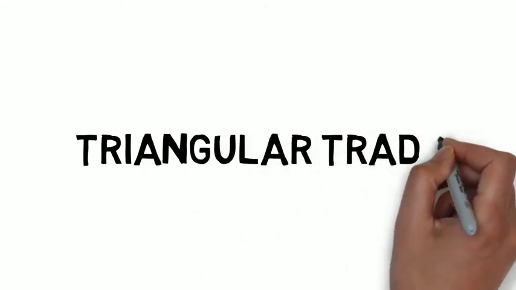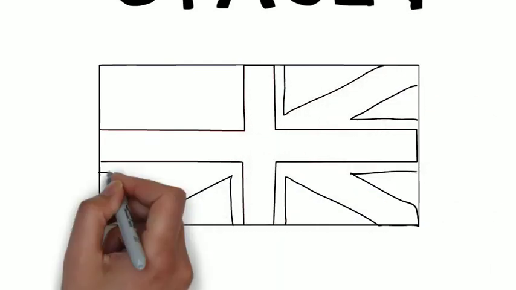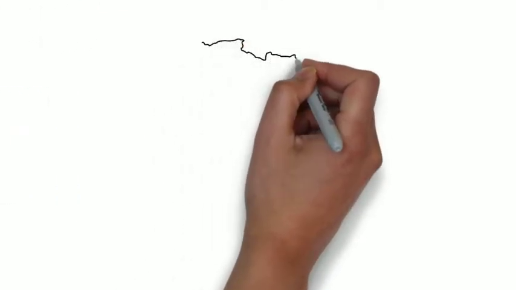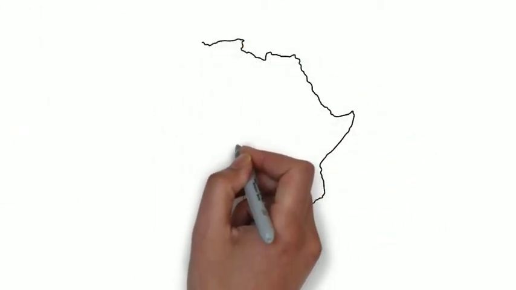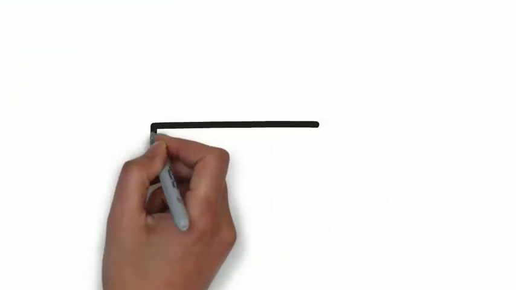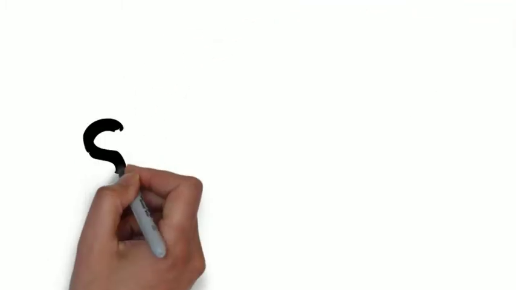So now we're going to focus on the triangular trade itself. There were three stages to this. Stage 1, ships would travel from Britain to the west coast of Africa. The crew would trade and take with them manufactured goods. These were things such as pots, pans, cloth, guns, and alcohol. Things which were valuable in Africa. They would then be exchanged for slaves once arriving in Africa.